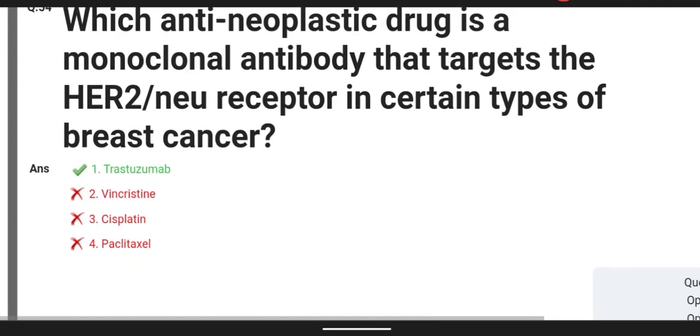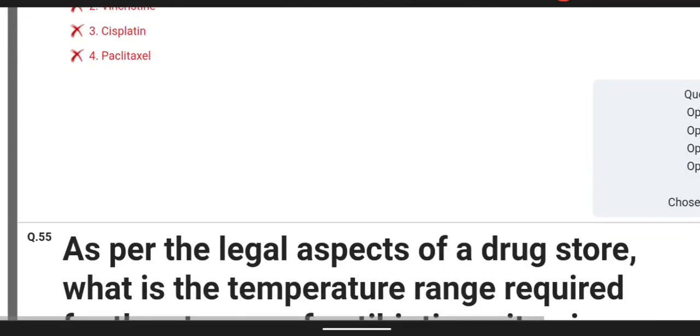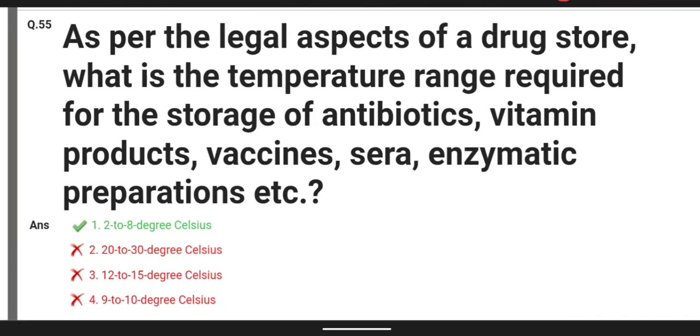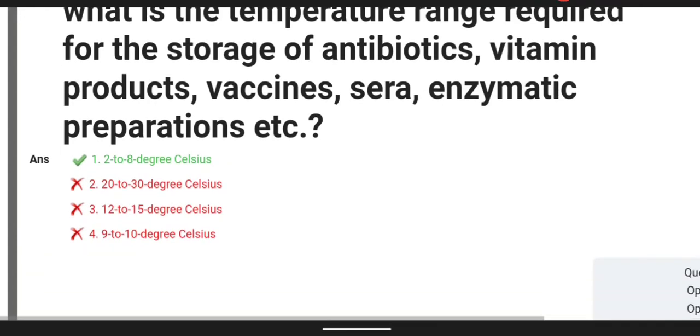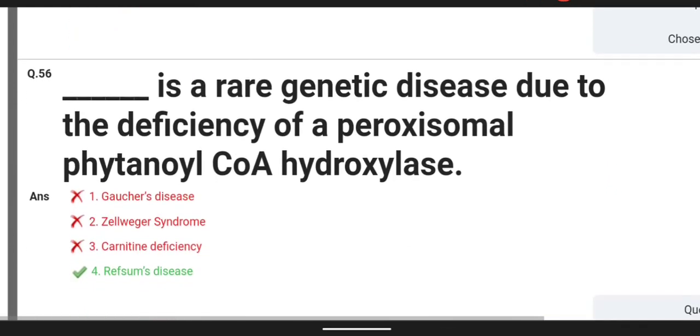Answer: trastuzumab. Next, 55. As per the legal aspects of drugstore, what is the temperature range required for the storage of antibiotics, vitamins, vaccines, or enzymatic preparations, etc.? Answer: 2 to 8 degrees.